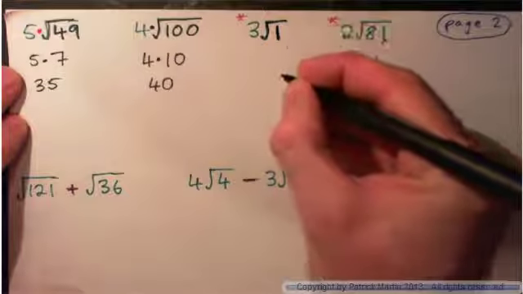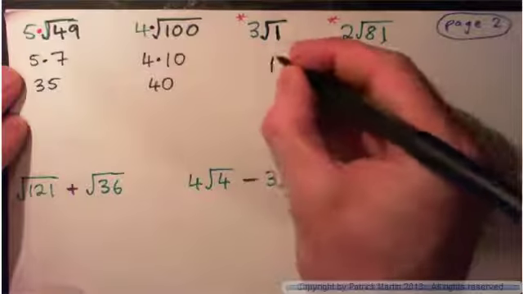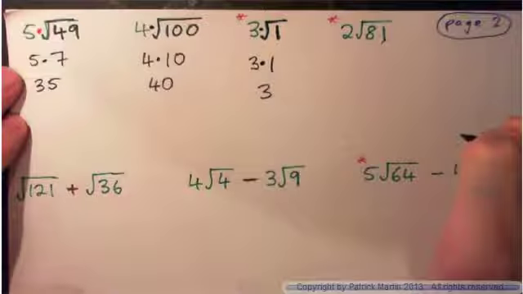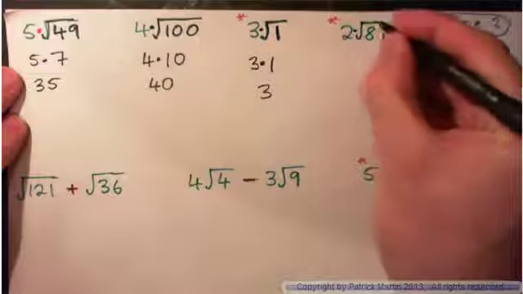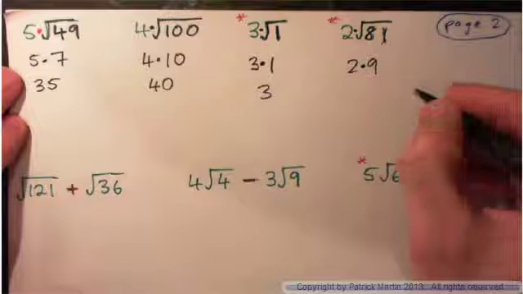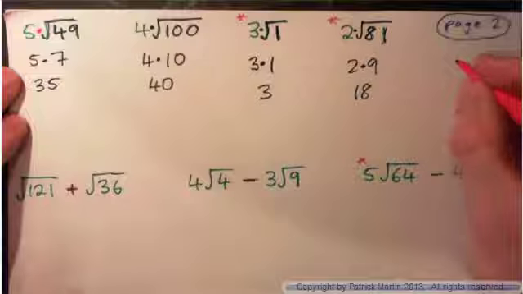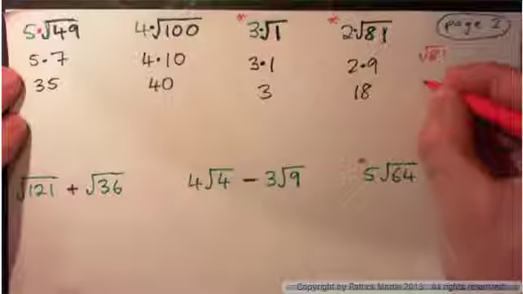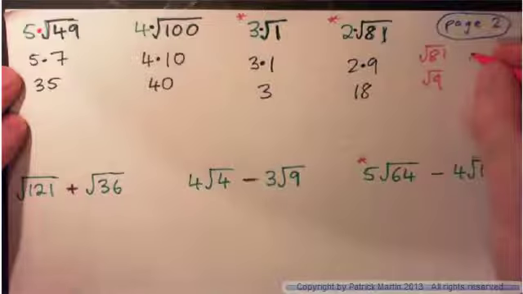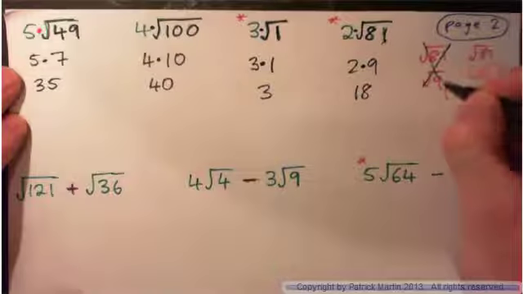Root 1. The square root of 1 is, what times itself gives 1? 1. And 3 is written beside it, so that means 3 times that. So 3 times 1, and that's 3. This one, it's 2 times root of 81. Root of 81 is 9. 2 times that is 18. And just remember, once again, the common mistake people make is they say root of 81 is equal to root 9. Is that true or is that false? Root of 81 is 9. It is not root 9. You okay with that? Just make sure you don't make that mistake.